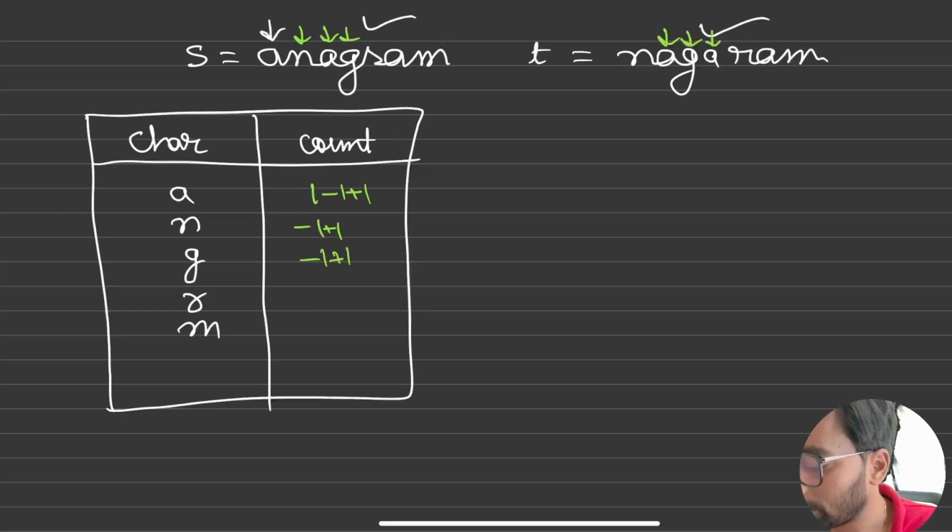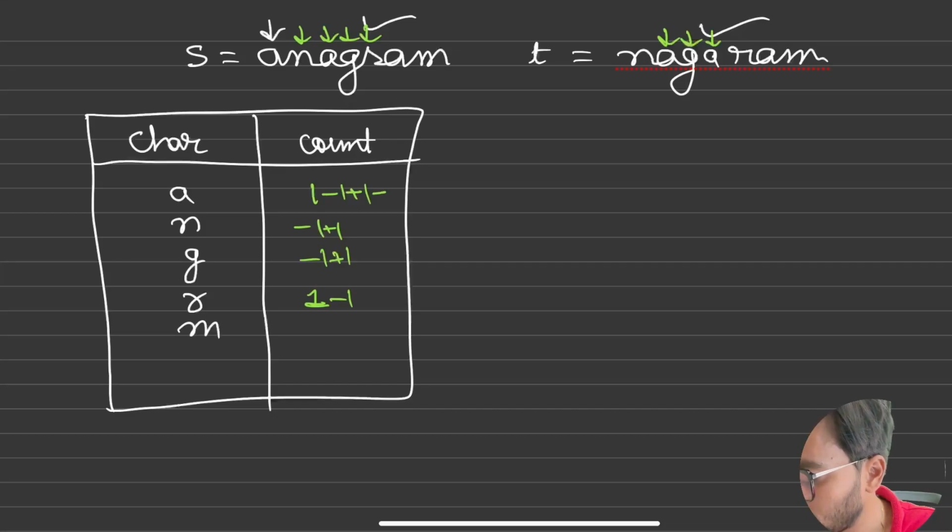Then we got here R, so we'll increase the count by 1. And we got here R again, so we'll decrease the count by 1. We got here A plus 1, and then we got here A again, and we will decrease the count by 1. And here we got M, so we'll increase the count by 1, and here we got M again.